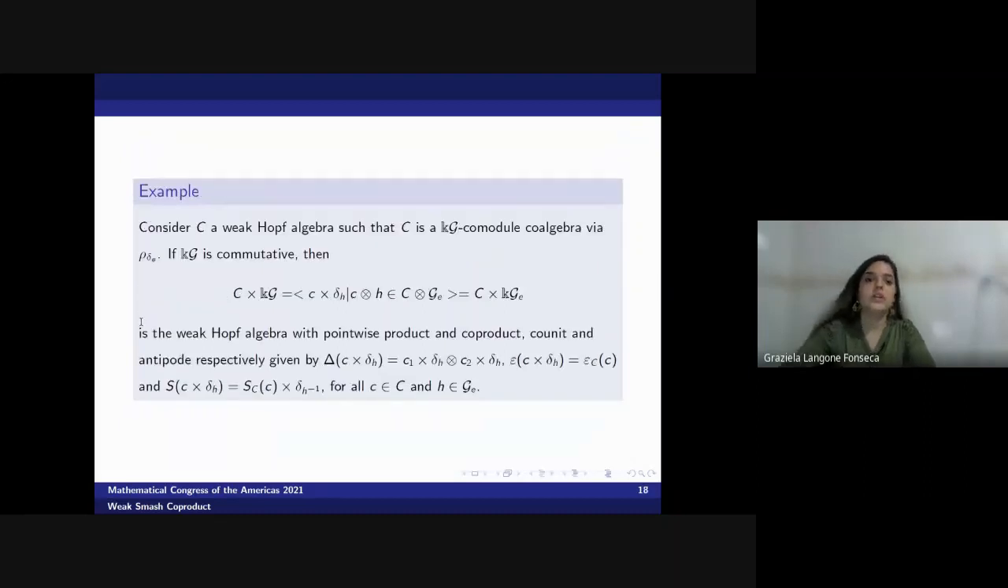Then we have an example to illustrate this situation. Consider C as a Weak-Hopf algebra such that C is a KG-comodule coalgebra via rho_delta_i. If KG is commutative, then C times KG is the Weak-Hopf algebra with pointwise product and coproduct, counit, and antipode given by these rules.